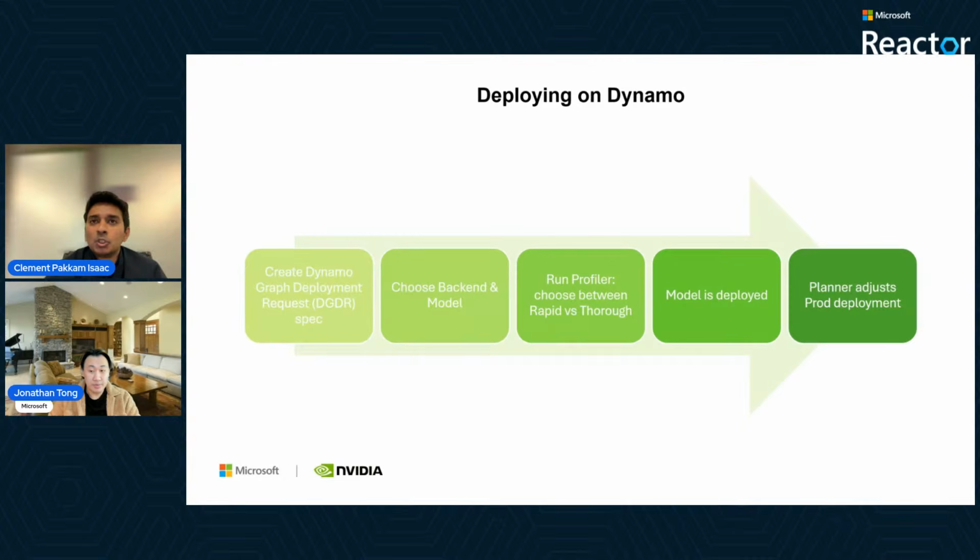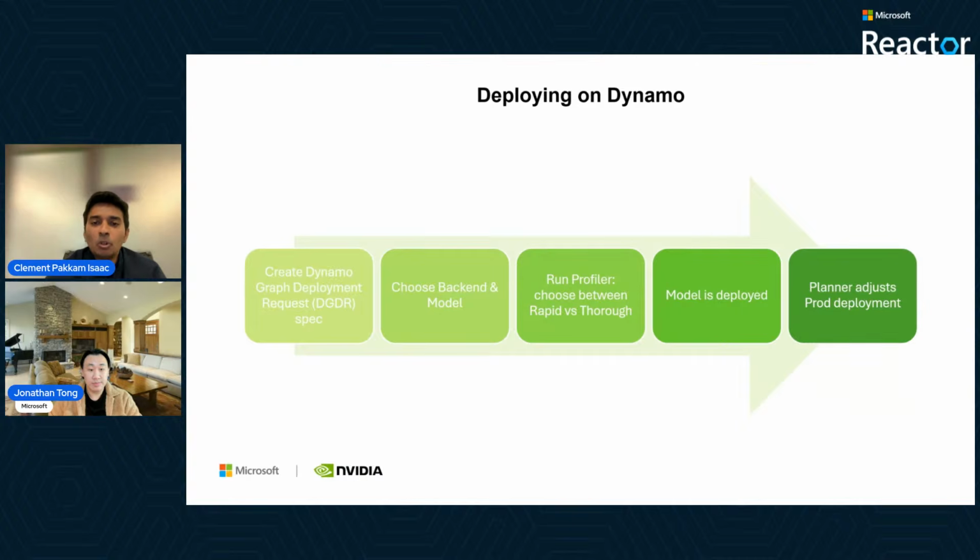Yep. And let's talk about deploying Dynamo itself. So far we have covered some of the core components of disaggregated serving. When we want to deploy Dynamo, it all starts with creating what is called the DGDR, the Dynamo Graph Deployment Request. Think of it as a single configuration spec that tells Dynamo everything it needs to know about your deployment. Inside the spec, you choose what backend you are going to use for your model, whether it is vLLM, SGLang, or TRT-LLM, and what model you are going to serve.